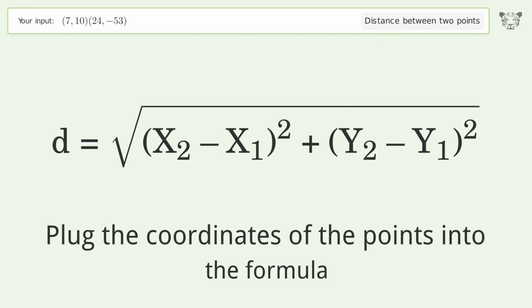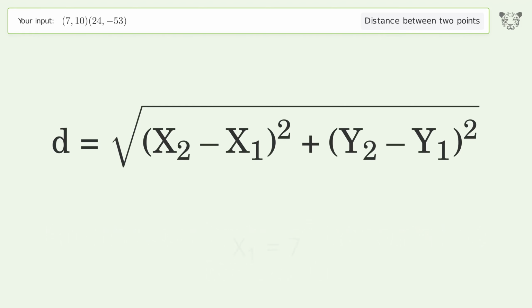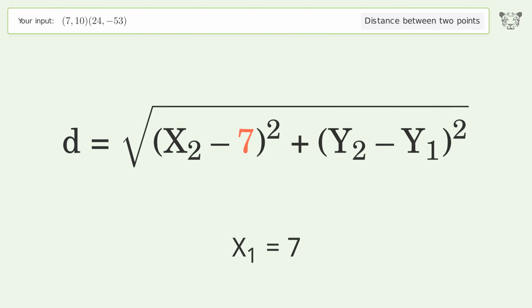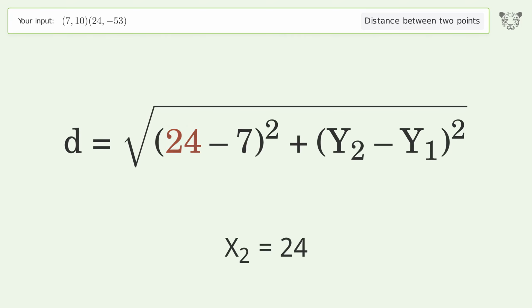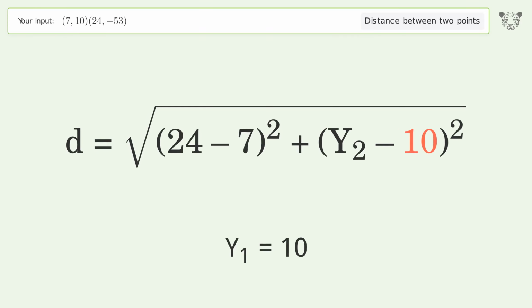Plug the coordinates of the points into the formula. x1 equals 7. x2 equals 24. y1 equals 10. y2 equals -53.